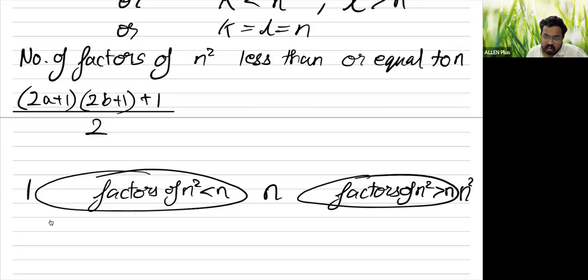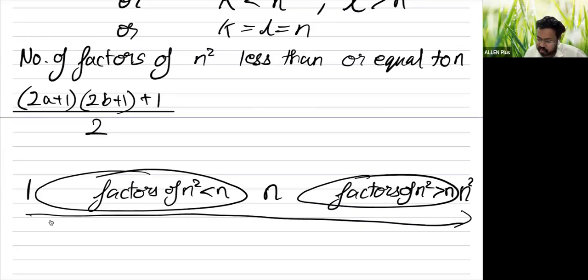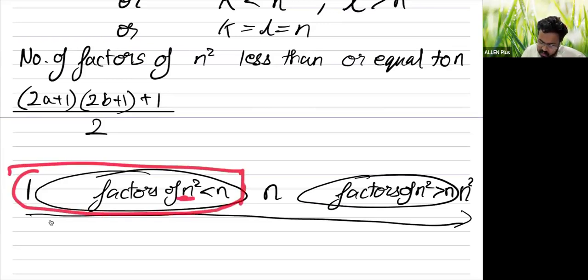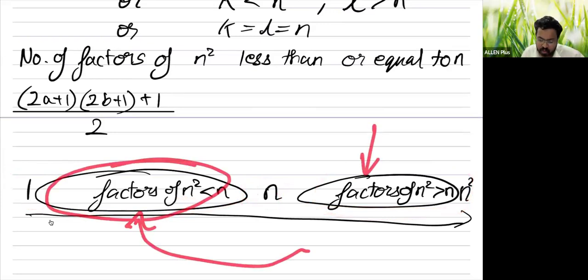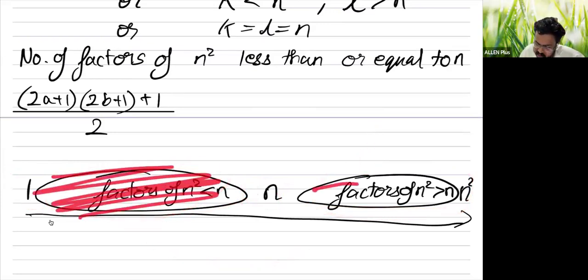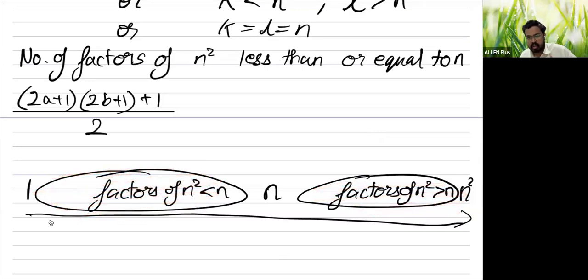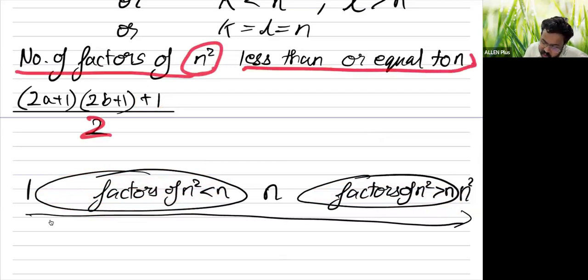You'll start with 1. So these are all the factors of n square if arranged in ascending order. You'll have the numbers from 1 to just less than n as factors of n square. Then you'll have n. Then you'll have factors of n square that are greater than n up till n square. It is known that for each of these factors, there will be another factor in this list. So that means the size of both of these lists are equal. That is why if I add a 1 to it and divide by 2, I'll get the number of factors of n square that are less than or equal to n.